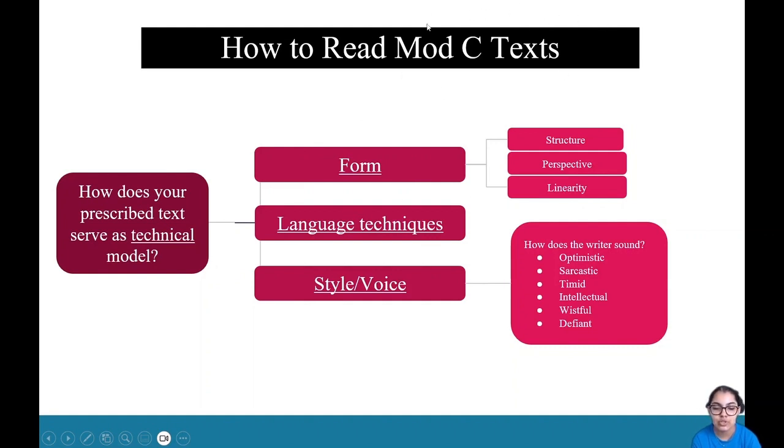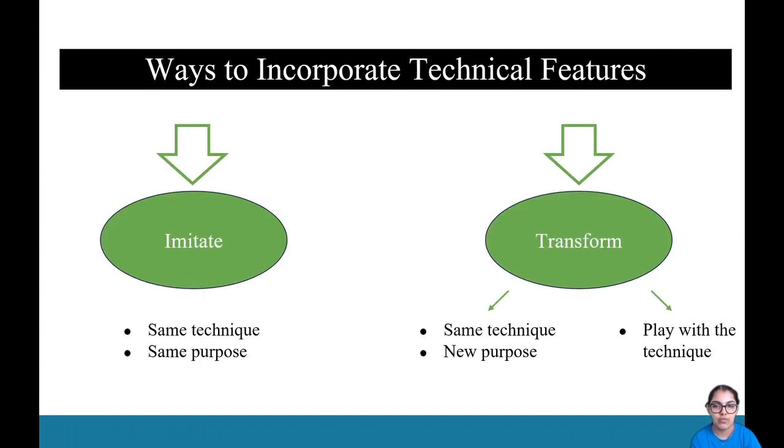So this is obviously for Module C for next year, but it's also for the text that you look at in reading to write. So think about how your prescribed text serves as a technical model, and then you can borrow from the structure perspective or linearity, and you can also borrow and be inspired by the style or the voice of the writing as well. That could be, for example, if the writer sounds optimistic, sarcastic, or intellectual, and you can apply that to your own writing.